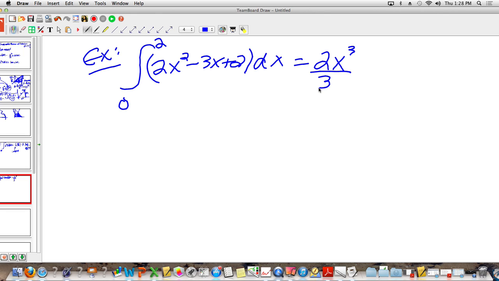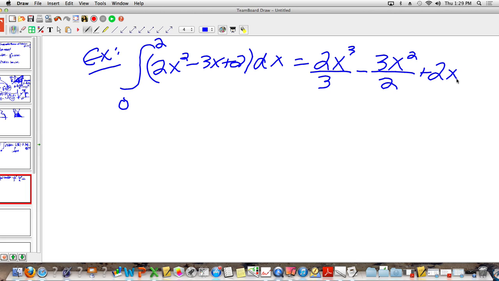2x cubed divided by 3 minus 3x squared divided by 2 plus 2x. Now, a new notation: plus C. I want to explain to you why when you do these you don't have to use a plus C, but give me a minute first and I'll talk to you about that.